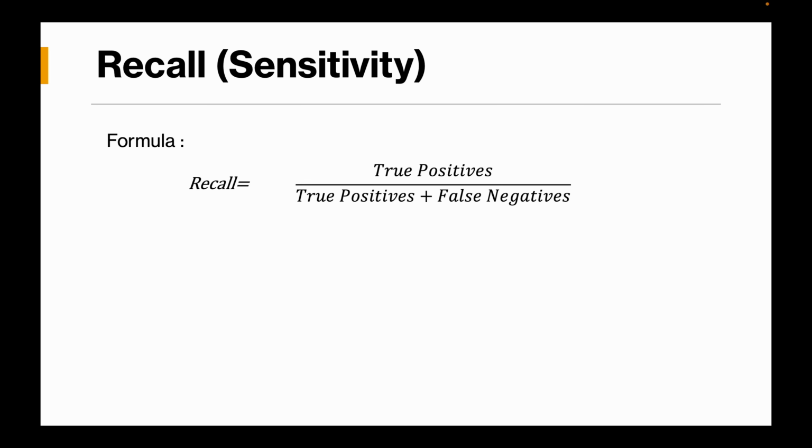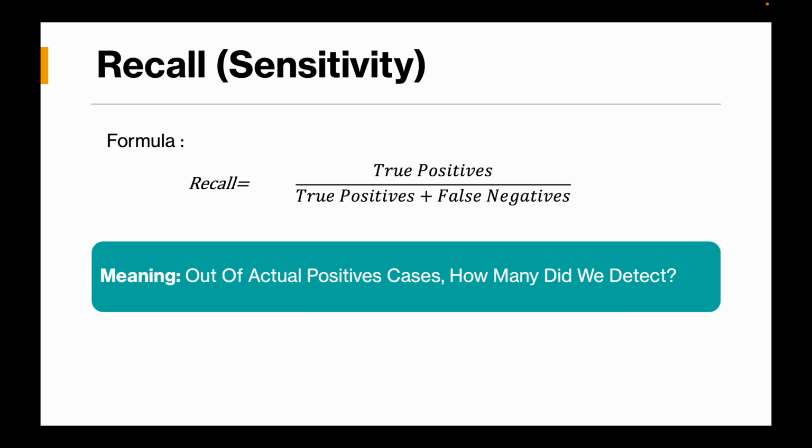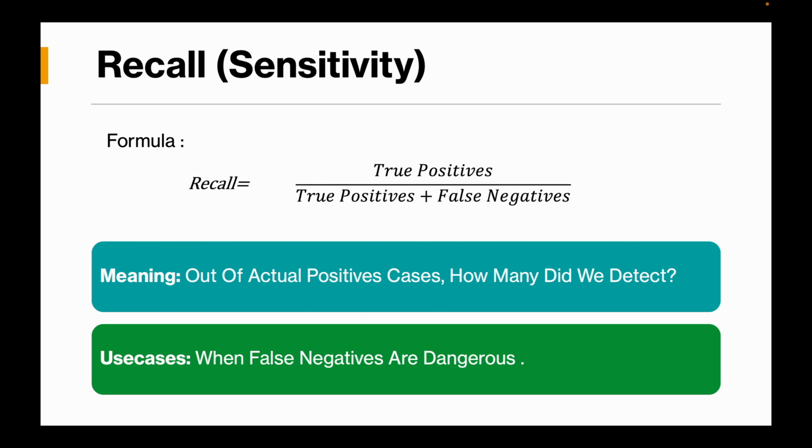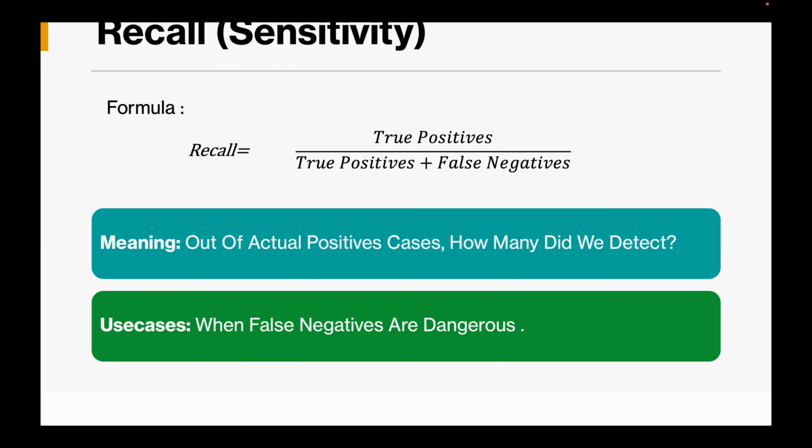Recall or sensitivity. The formula for this is recall equals true positives divided by true positives plus false negatives. Meaning, out of the positive cases, how many did we detect? That means recall measures how many actual positive cases the model successfully captured. The use case of recall can be when false negatives are dangerous, like in detection of disease such as cancer detection.